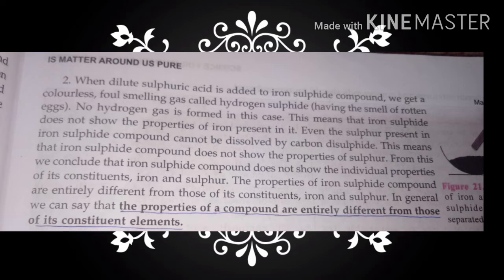Even the sulfur present in the iron sulfide compound cannot be dissolved by carbon disulfide. This means the iron sulfide compound does not show the property of sulfur, so we conclude that the iron sulfide compound does not show the individual properties of its constituents. Here the constituents are iron and sulfur.